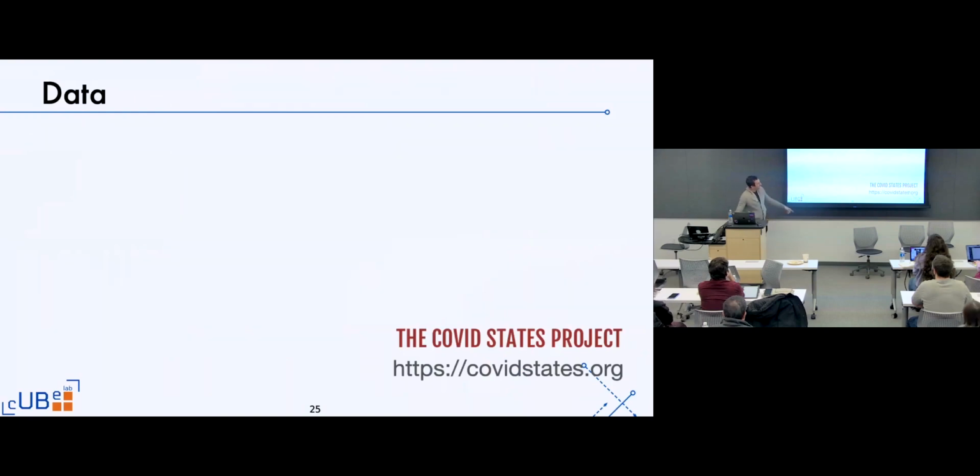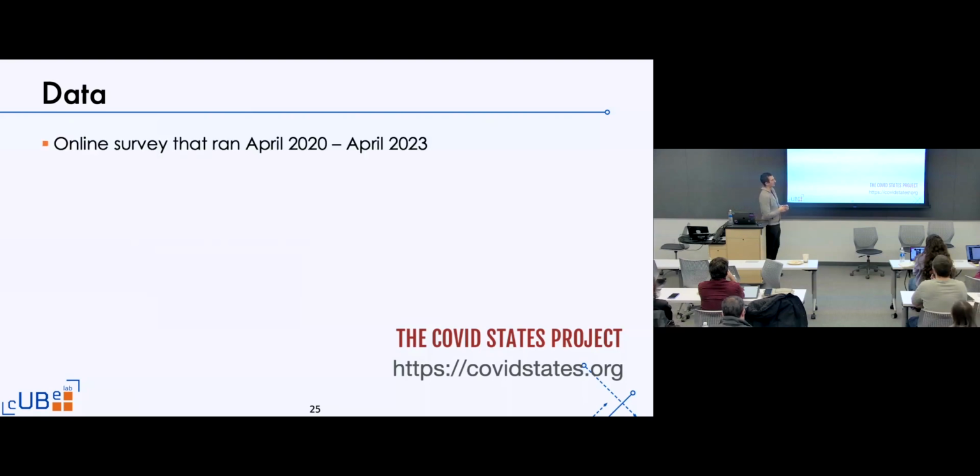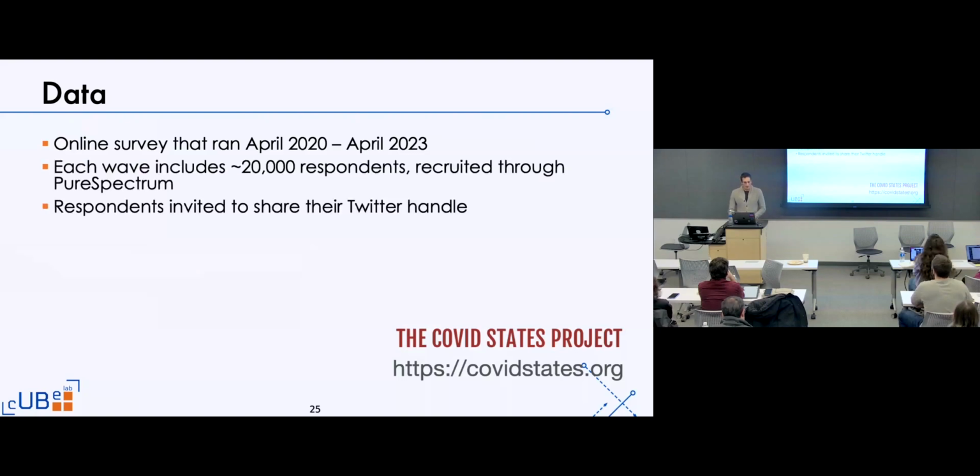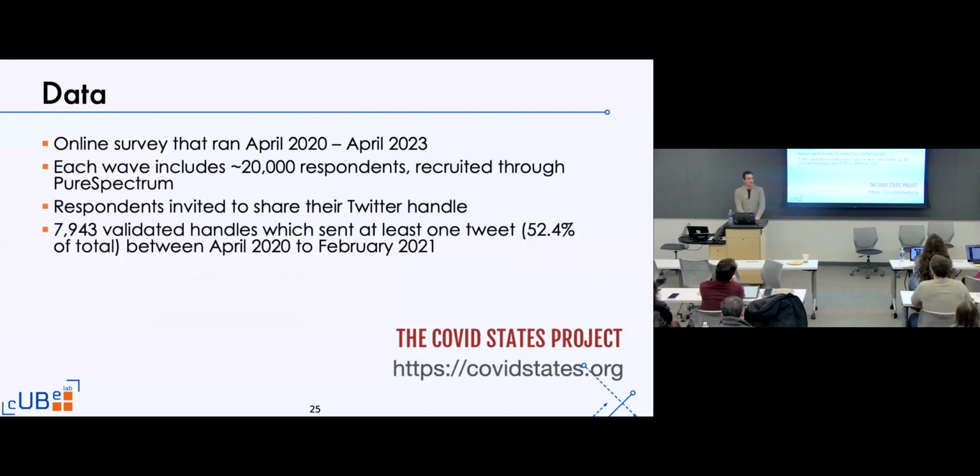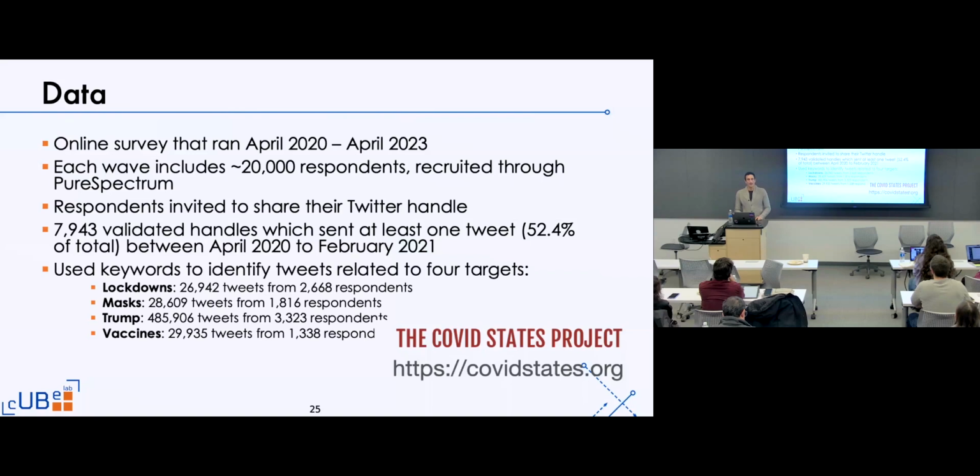So the data we're using is from the COVID States Project. This is a big survey dataset that was collected during COVID, but also after the main waves of COVID, I guess. We asked a bunch of people to give us their Twitter handle. About 8,000 people did. Then we used keywords from a different paper that those folks had written to pull out tweets about lockdowns, masks, Trump, and vaccines.